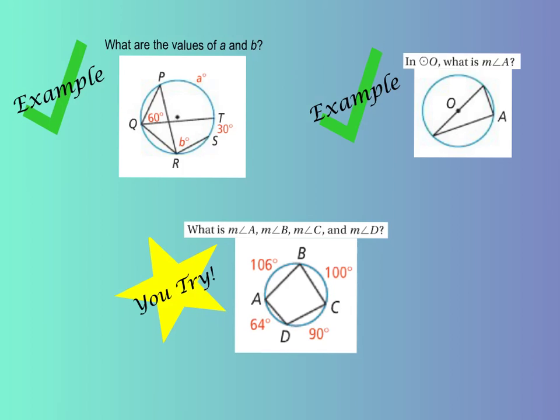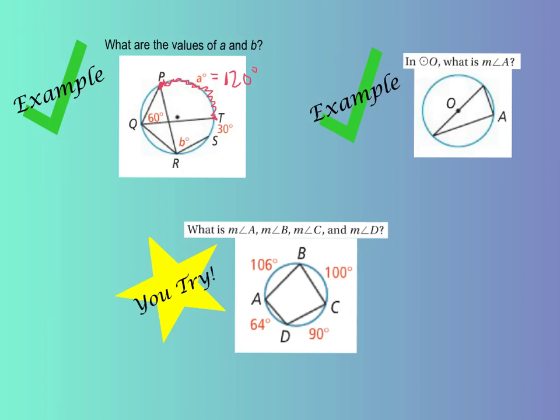So let's look at some example problems using the knowledge that we just learned. If I look at this first example, I see here that this angle, PQT, is 60 degrees. And if I figure out what the intercepted arc of that angle is, it starts at P, it goes to T, and it's everything in between. So for A, I know that if this is 60, then this arc must be 2 times that. It must be 120 degrees. So A is 120 degrees.